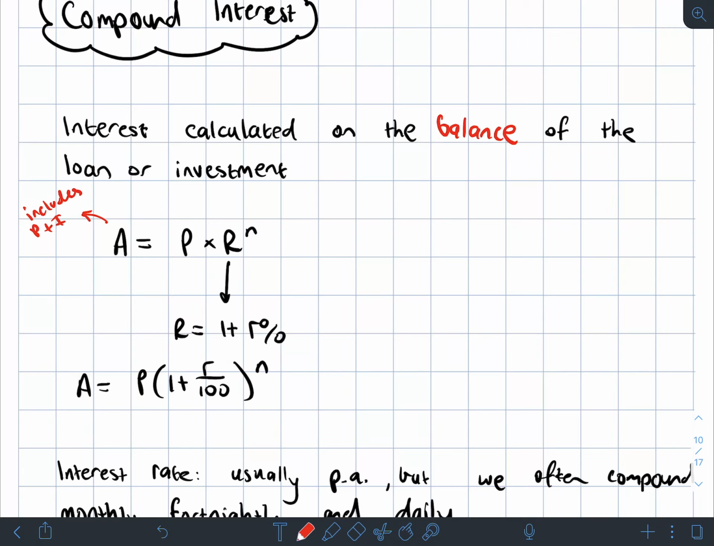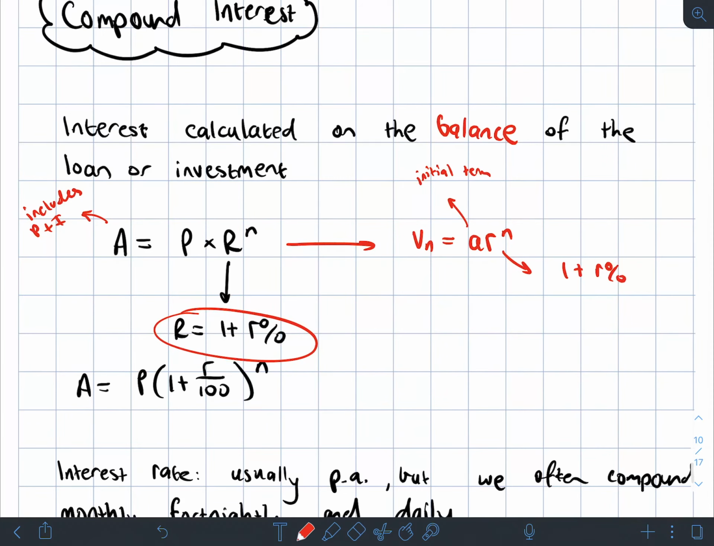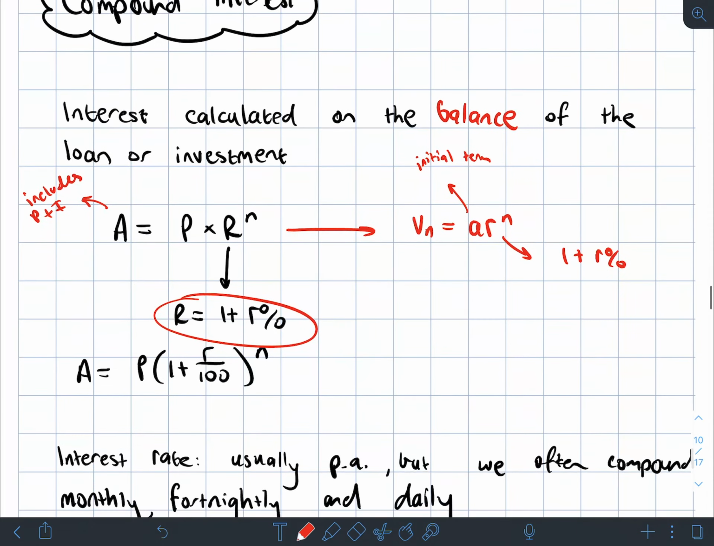And this is pretty much our recursion rule for the nth term for a geometric sequence. Okay. Where this a here was the initial term, and this r here was the common ratio, which was the same as this bit here, 1 plus r%. And then this n up here is the number of compounding periods.